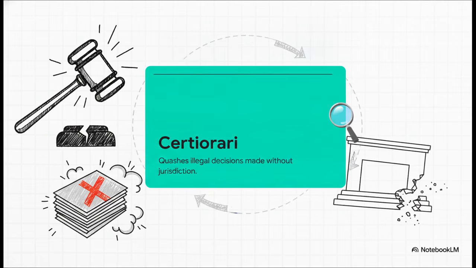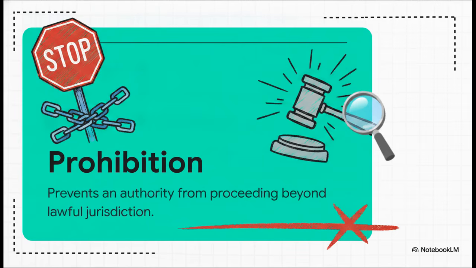It's like it never even happened. Next is Prohibition. Now, this one is closely related to certiorari, but with one massive difference: timing. While certiorari quashes a decision after it's been made, prohibition is a preventative measure. It prevents a tribunal or authority from proceeding beyond its lawful jurisdiction before the final damage is actually done. It's basically the High Court stepping in mid-process and saying, halt, you do not have the legal authority to continue with this hearing or this action.